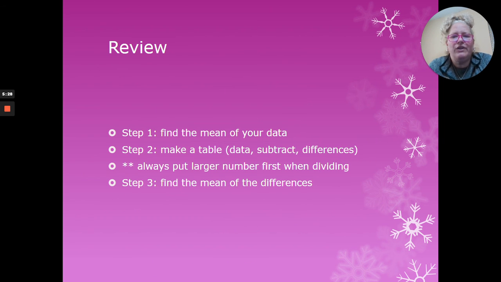So just to review, we're going to find the mean of the data, make a table that's going to have our data, our subtraction step, and our differences. And you're always going to put the larger number first when you're subtracting. And then step 3, find the mean of the differences. And then at that point, we can use this to compare data. You can compare the mean absolute deviations, things like that.